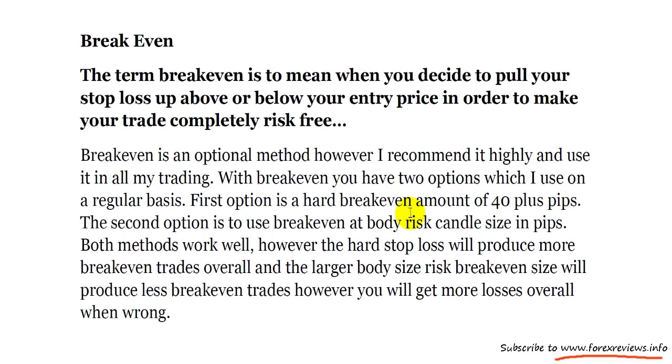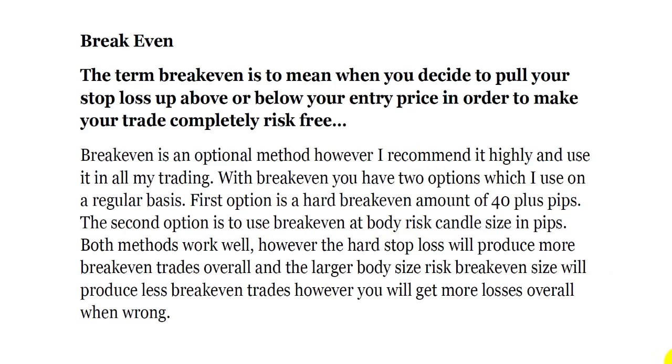What you'll find is with the smaller break even amount of 40 pips, you will get more break evens. The other option of a break even at the body risk candle size, which I'll show you in a minute, an example of it, you'll get fewer break evens, but you will get a few more losses. Both methods work well. However, the hard stop loss break even will produce more break even trades overall, and the larger body size risk break even will produce fewer break even trades. However, you will get more losses overall when wrong. It's a quick, easy summary on the topic.